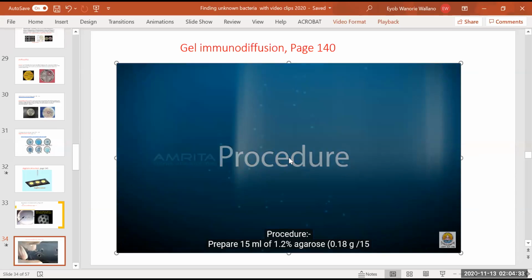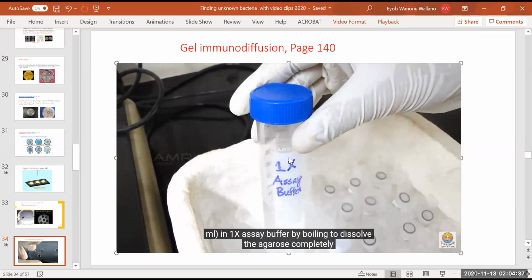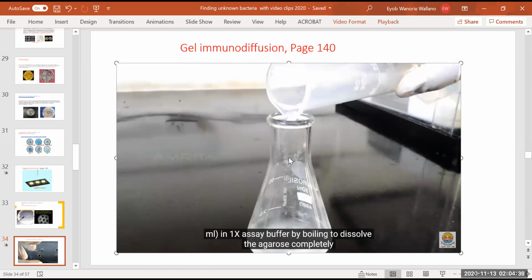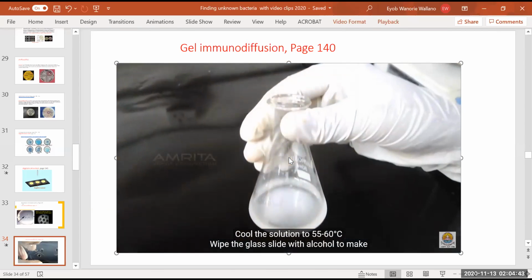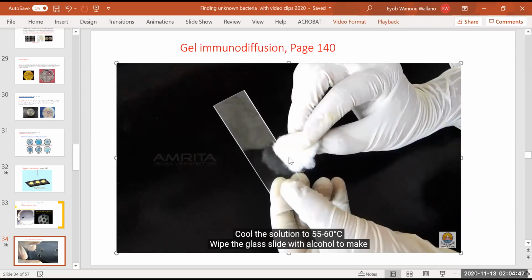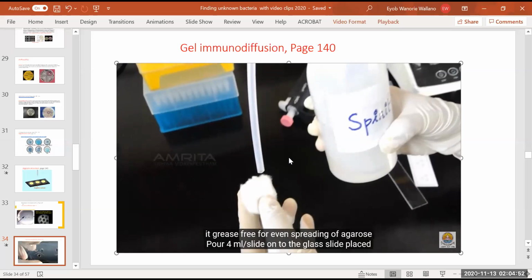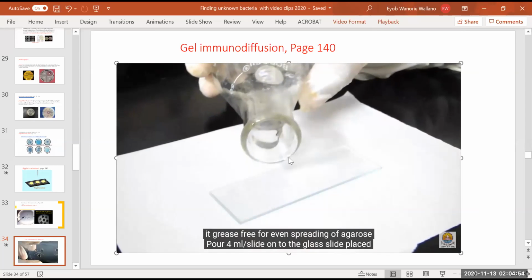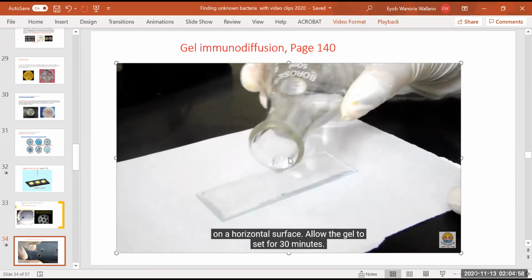Procedure: prepare 15 ml of 1.2% agarose in 1x assay buffer by boiling to dissolve the agarose completely. Cool the solution to 55 to 60 degrees Celsius. Wipe the glass slide with alcohol to make it grease-free for even spreading of agarose. Pour 4 ml onto the glass slide placed on a horizontal surface. Allow the gel to set for 30 minutes.